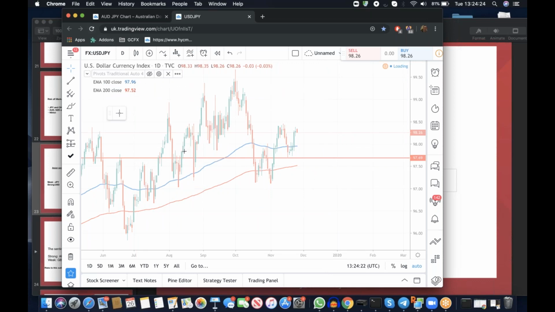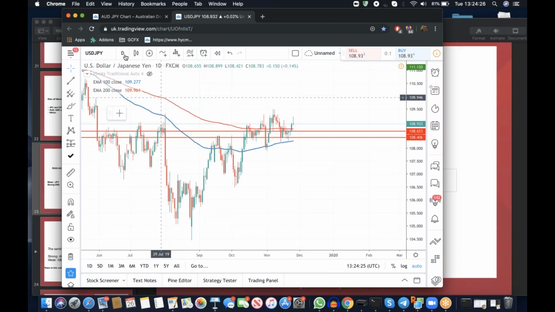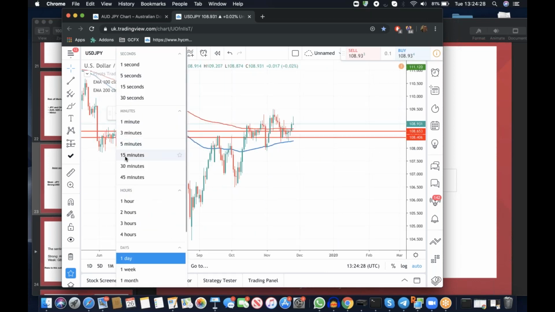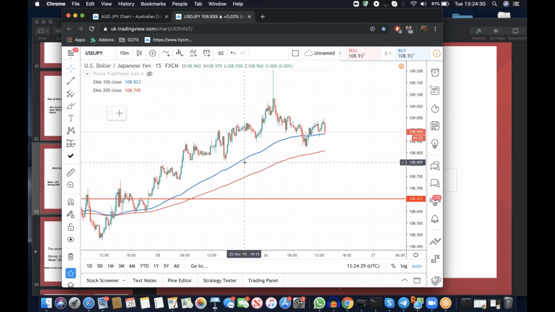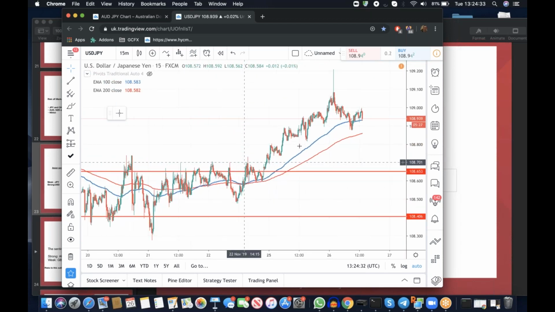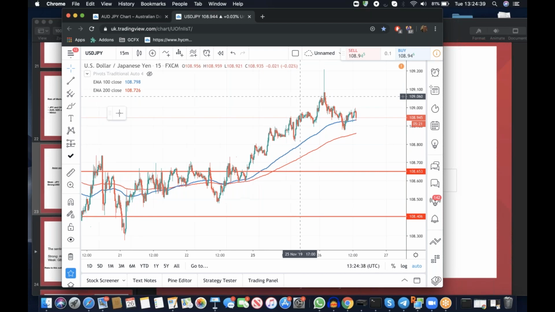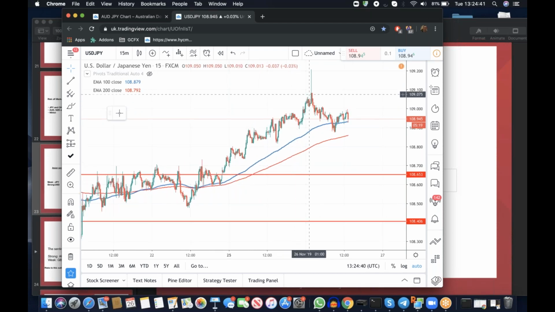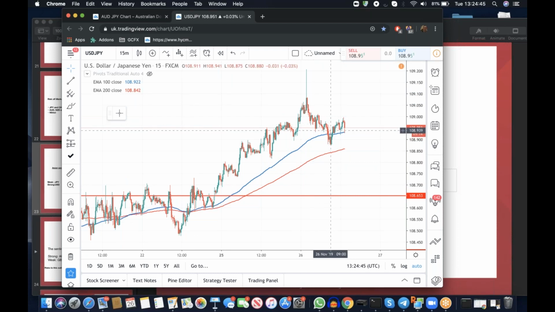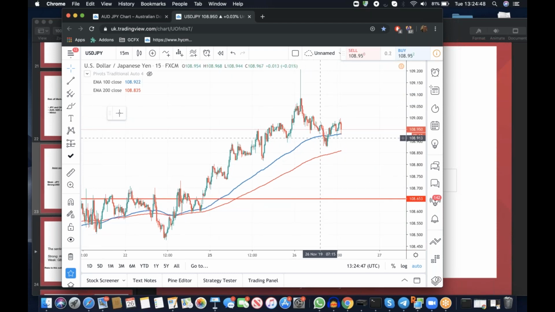So let's just have a little look at that. So we go to the chart, okay, and we're seeing any pullbacks. You see that spike in the Asian session was over optimism over the US-China trade negotiations. So I'm expecting support to remain here on the US dollar Japanese yen pair.